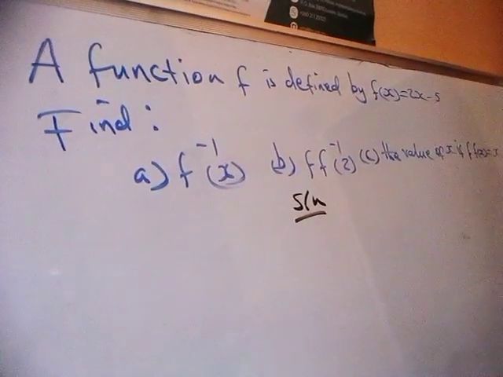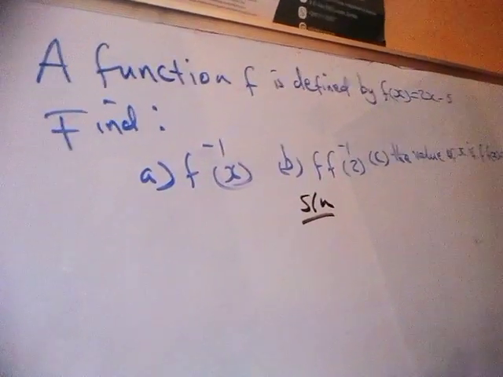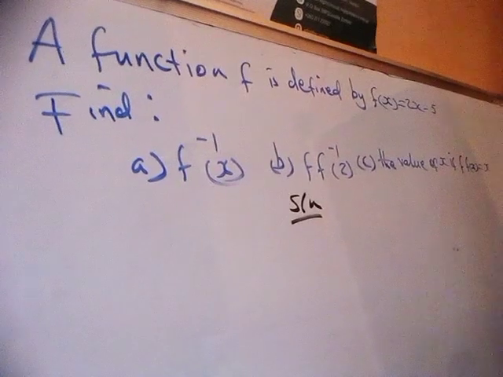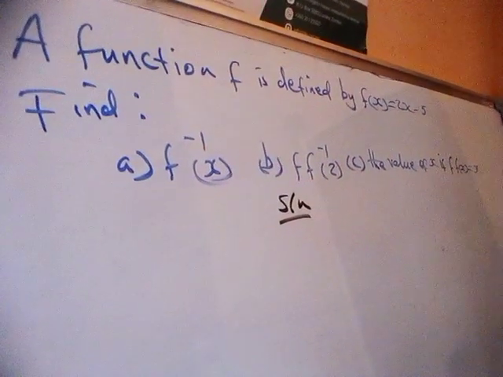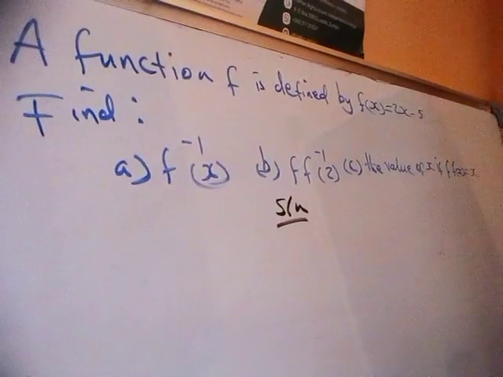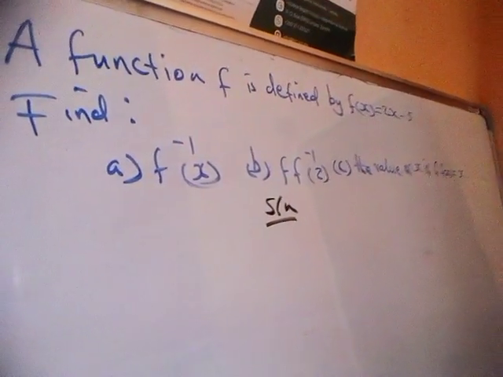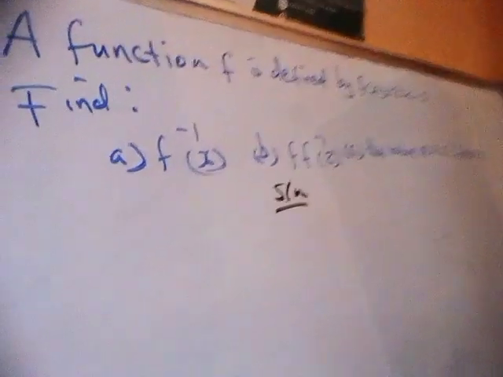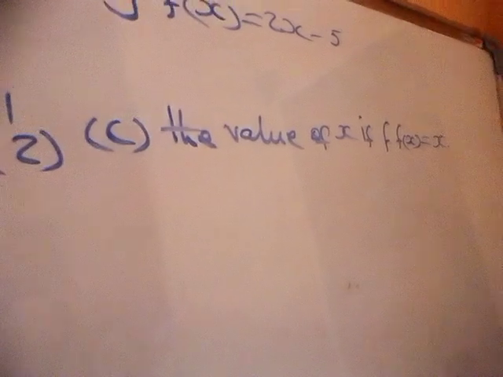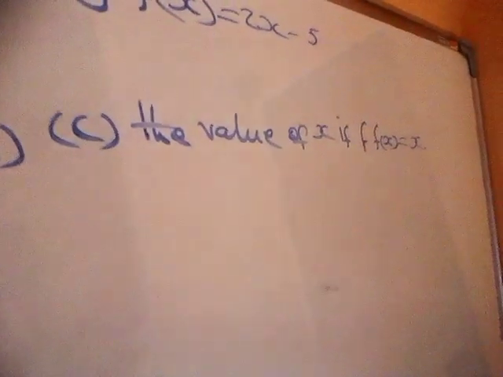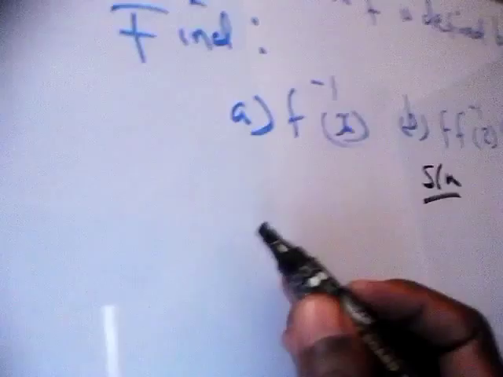A function f is defined by f of x equals 2x minus 5. Find, number a, the inverse function of f of x. Number b, the f function of the inverse function of f of 2. Number c, the value of x if the function f of x equals x. Let's get started.